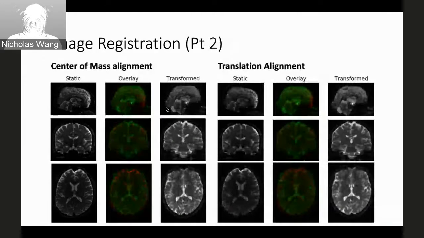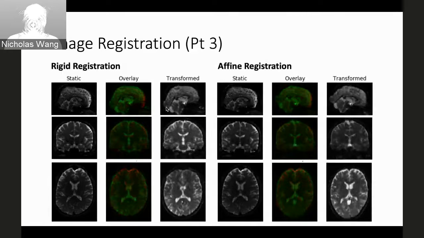And then you have a translation to do a little more alignment, because just because the center of mass is aligned doesn't mean it's properly aligned. And then finally, you can do rigid registration, where you tilt it a little bit, and then a little bit of affine registration, where you get this nice result. You can see the green and the red are the two different volumes, and you're trying to properly align them on top of each other.